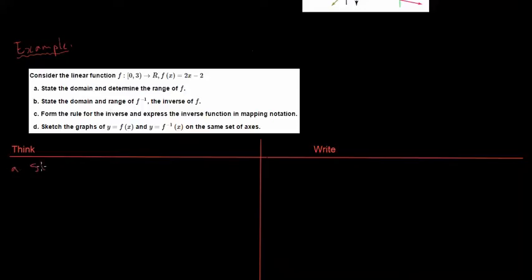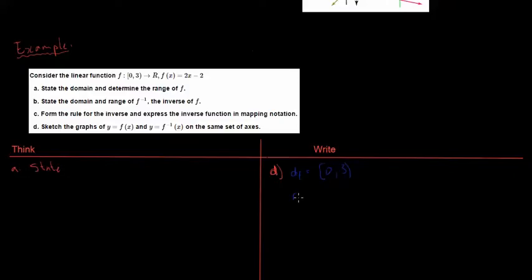So this one we can just state the domain. We should remember that reading this function, the domain we can simply read off. So the domain of f is equal to the interval from 0 to 3, with the 3 inclusive, so a close bracket.